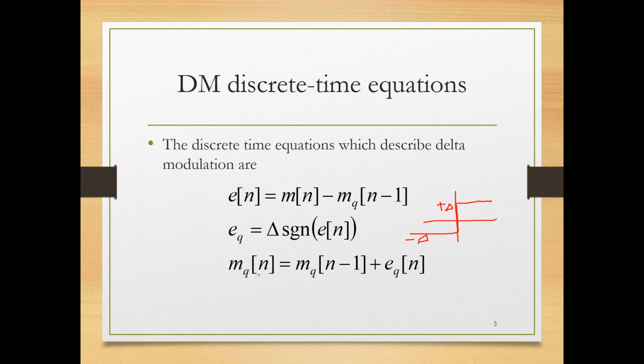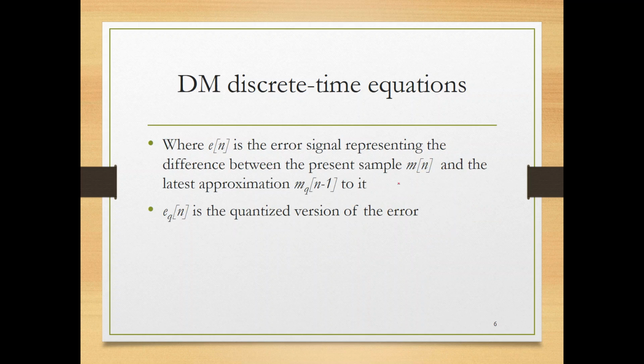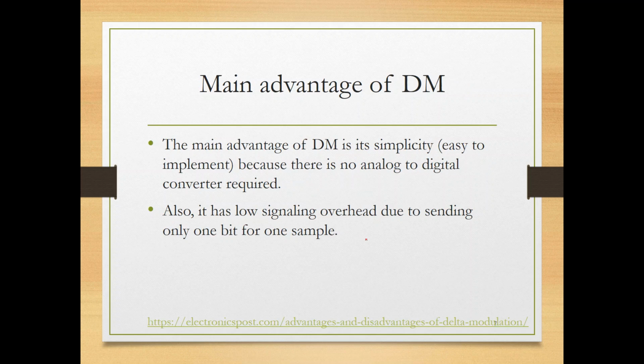So the quantized message at time n becomes the previous quantized message plus the error. The error is the difference between the staircase function and the actual value of the message. This is the error. Where e of n is the error signal representing the difference between the present sample and the latest approximation, and e q of n is the quantized version of the error.